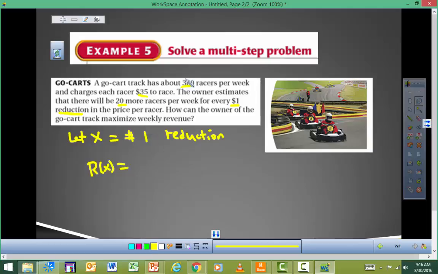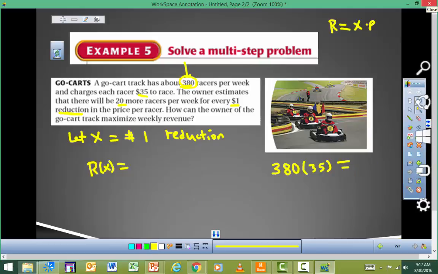Now, revenue then, I start out with this here. Remember I said the revenue function is equal to x times p, right? Well, the total amount that we had in the beginning was 380. So if you take 380 and you multiply it by the amount that you charge, which is the price, 35, this would tell me how much revenue I'm making. I'll just do this real quick to give you an idea. 380 times 35. Wow, that's $13,300.